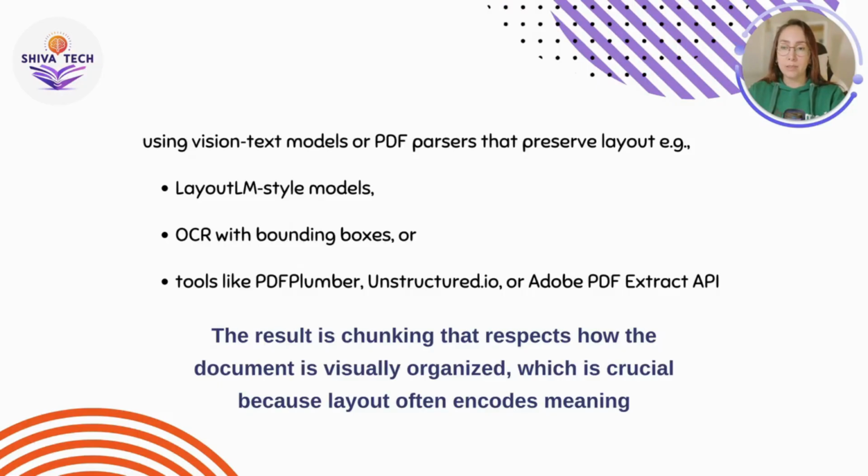Behind it are vision-text models such as the LayoutLM models, or you can use OCR models with really accurate information extraction from the visual elements in your document, or you can use PDF parsers and tools that preserve the layout. For instance, PDF Plumber, Unstructured.io, and Adobe PDF Extract APIs. The result of this type of chunking is that it respects how the document is visually organized, and that is crucial for layouts that often have meaningful information that you can then encode easily.